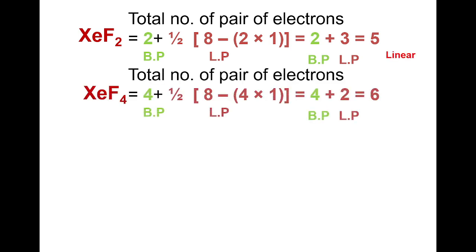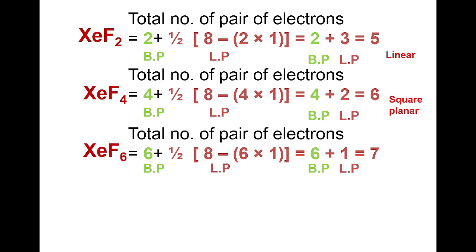Similarly, if we go to the shape of XeF4, we get 4 bond pair and 2 lone pair of electrons, total 6. The shape of XeF4 will be square planar. If you remember the table, then 4 bond pair and 2 lone pair, the shape will be square planar.